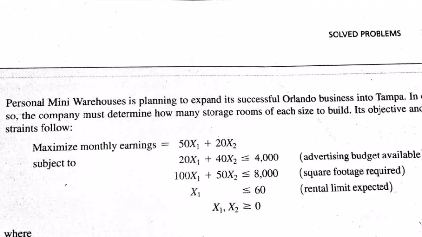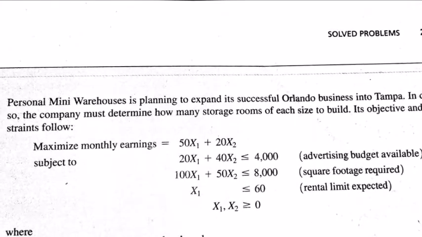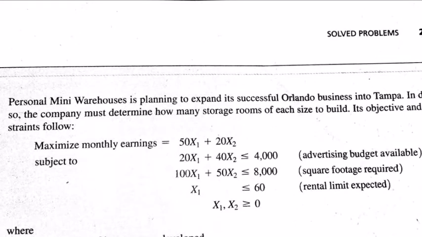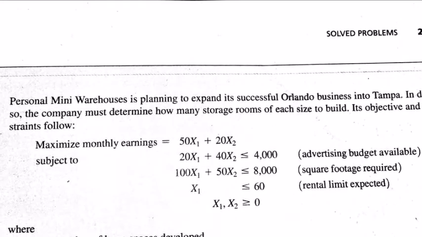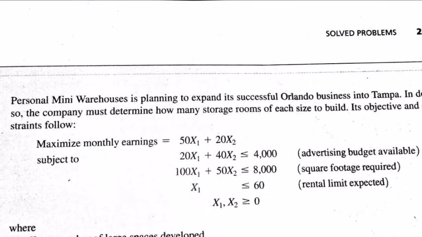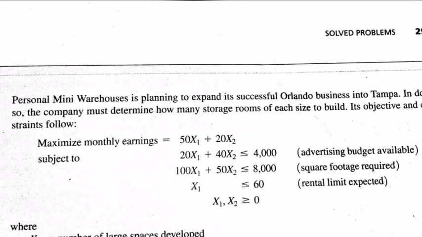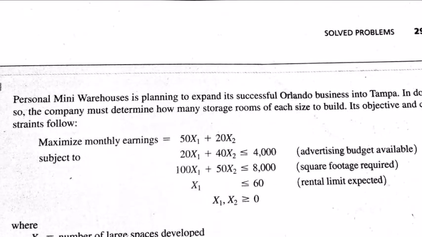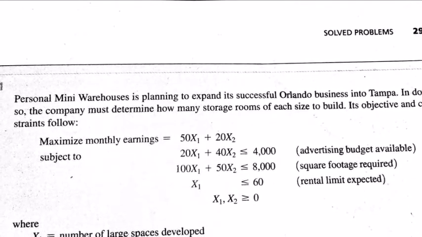Personal Mini Warehouses is planning to expand its successful Orlando business into Tampa. In doing so, the company must determine how many storage rooms of each size to build. Its objective function and constraints follow.